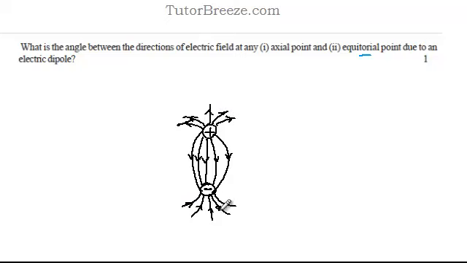Now in this case we'll first consider an axial point. Say we take a point over here, then this is the direction of the electric field, which means it is in the direction of the dipole moment vector. Next we'll choose a point on the equatorial plane. Say we choose a point over here, then the field is downwards, which is opposite to the direction of the dipole moment vector. So the angle between these two directions is 180 degrees.